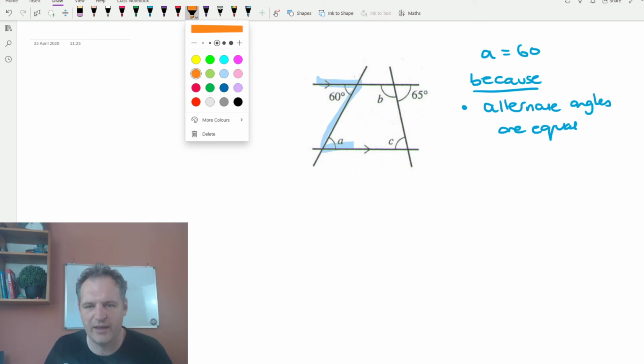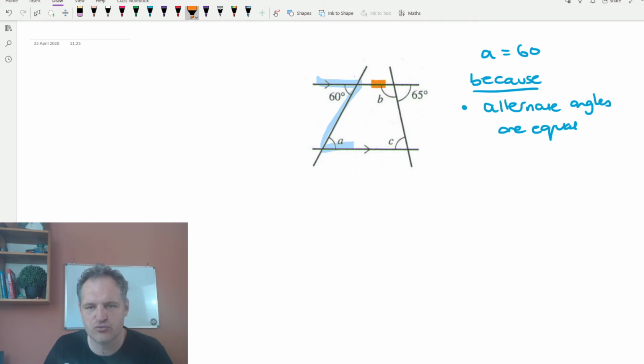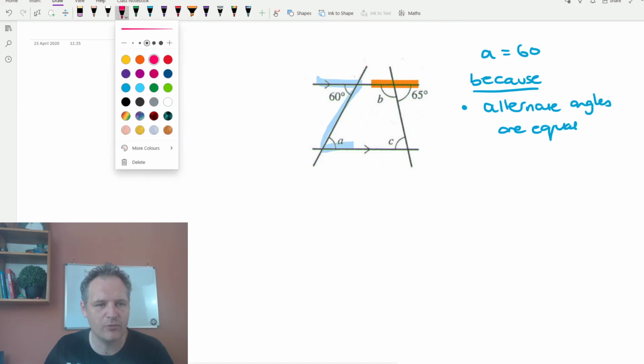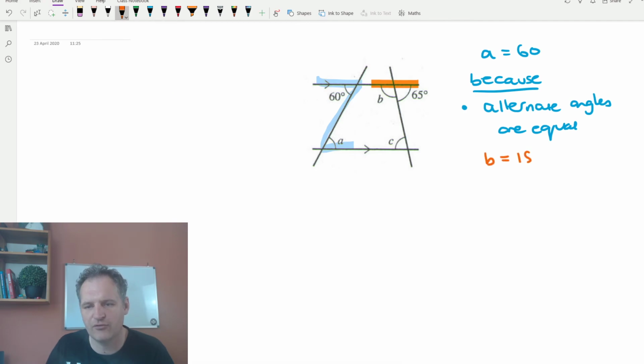I have got here a straight line. So I'm going to say here, B. I hope there's an orange. B equals 180 minus 65, which is 115 if I'm doing my maths correctly.